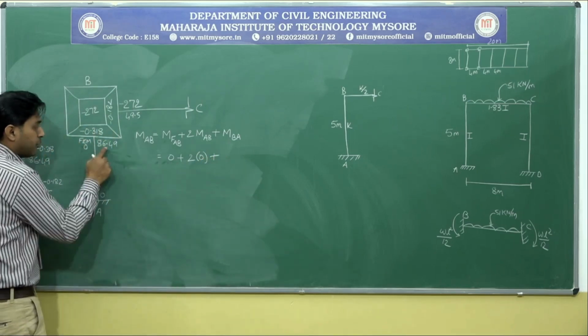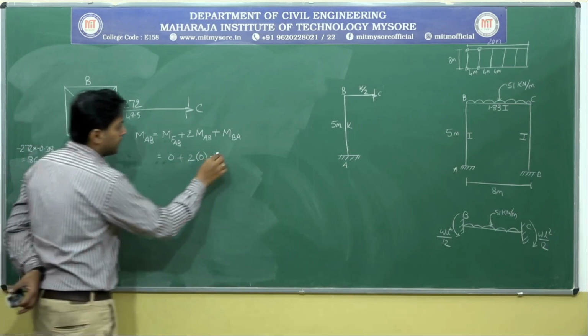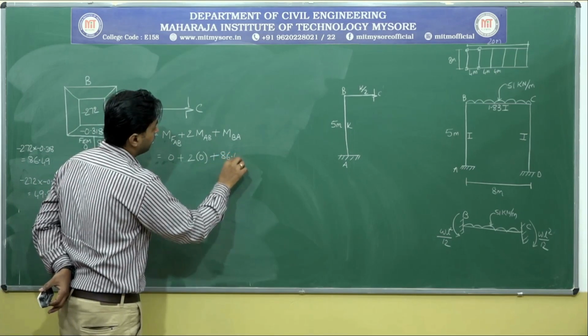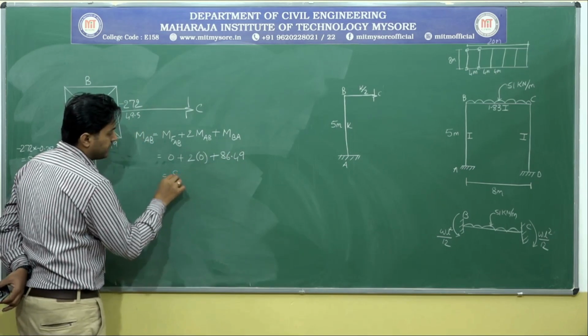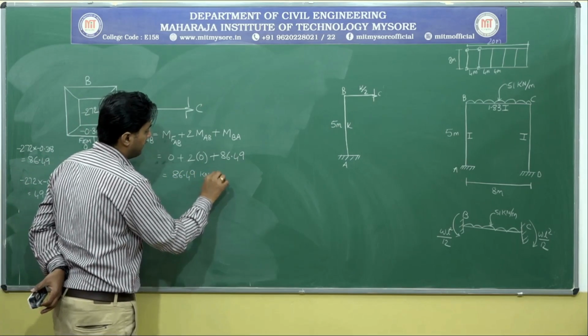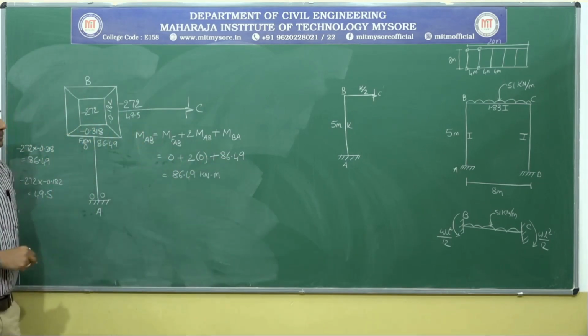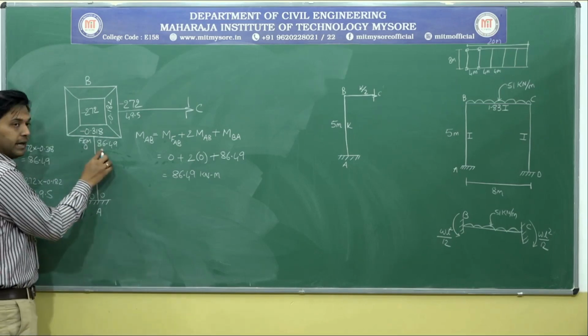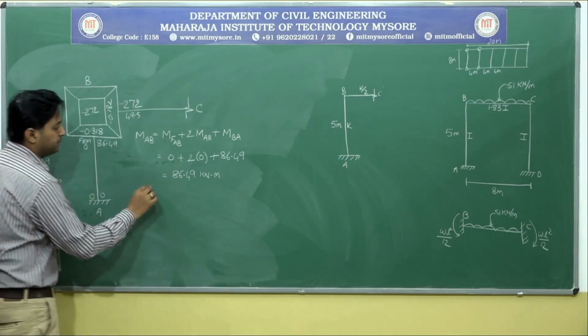So what about the far end moment, not fixed end moment? Far end moment, it is 86.49. So the final value that we are getting is 86.49 kilonewton meter. So that is for MAB. Okay. Similarly, let me calculate for MBA.